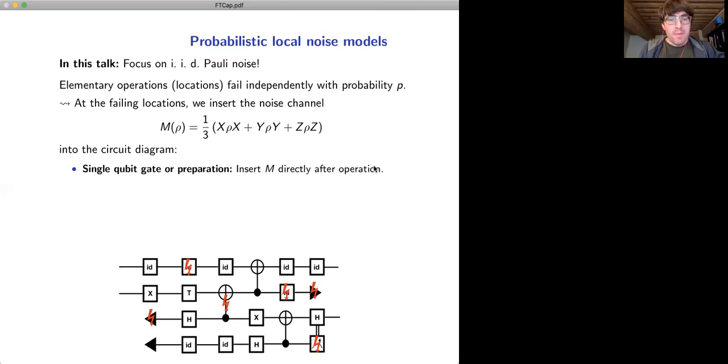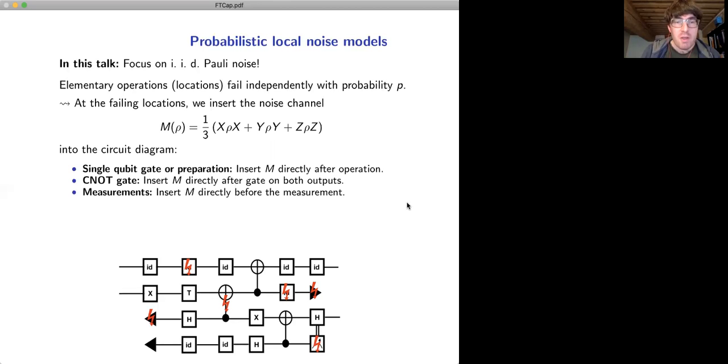So for the single qubit gate or preparation, I insert M directly after the preparation, after the operation. For the CNOT gate, I insert M directly after the gate on both outputs. And for the measurements, I insert M directly before the measurement. So in this case here, I get the following quantum channel. So you see that you might have twice the M applied at one part, which is fine. It doesn't matter.